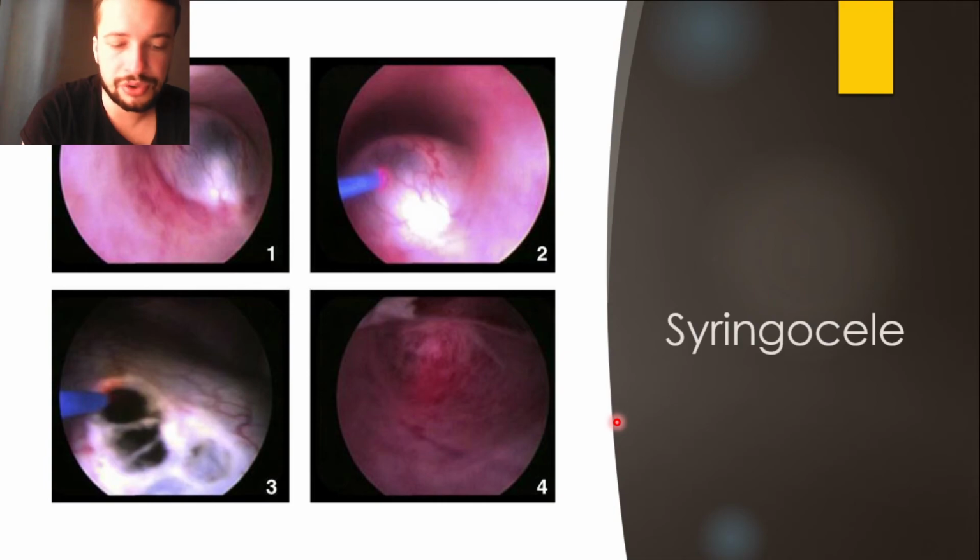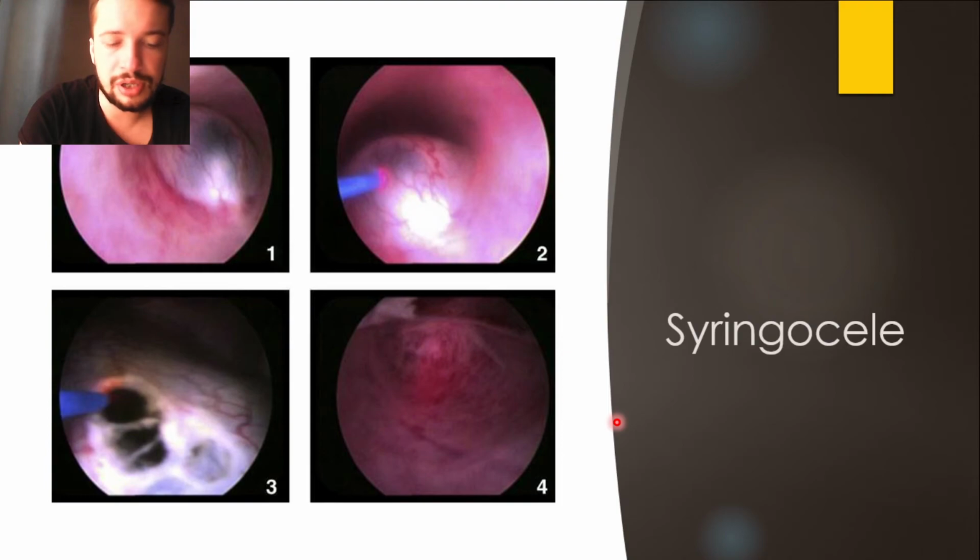Syringocele. Syringocele is a rare anomaly of the male urethra. It involves cystic dilatation of the main duct of the Cowper's glands, which can give rise to urethral obstruction or lower urinary tract symptoms like urinary frequency, urgency, dysuria, post-void incontinence, hematuria, or UTI. Four types of Cowper's syringocele have been described.